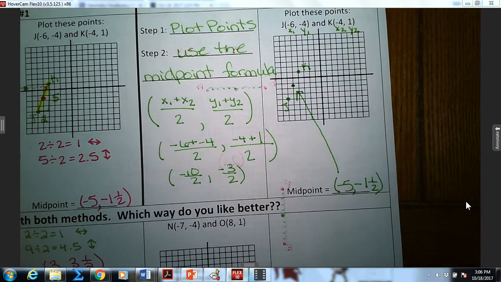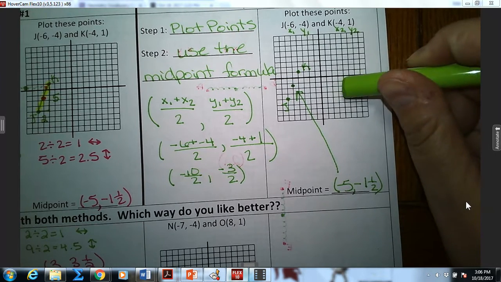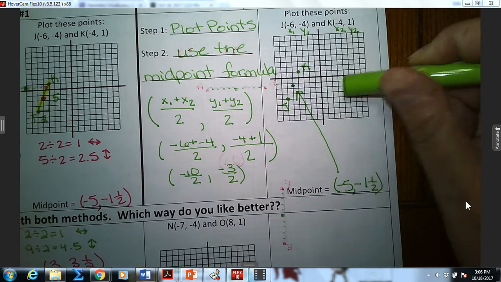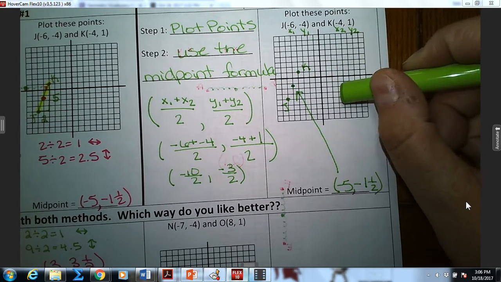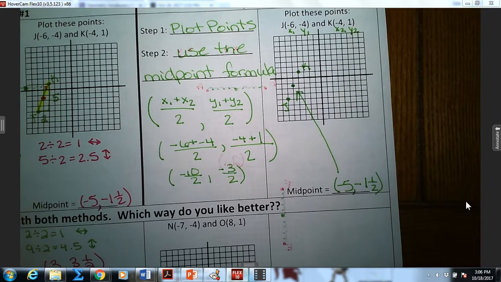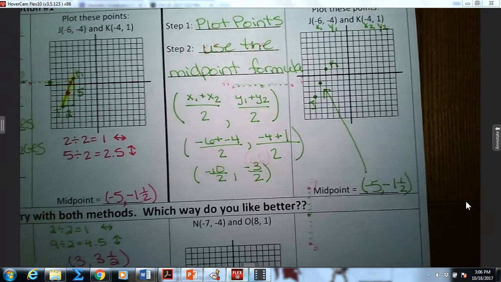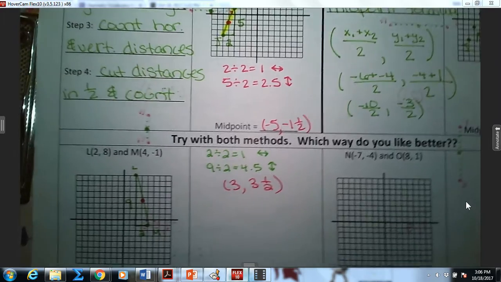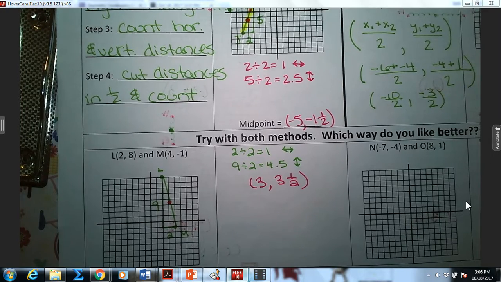between J and K. A visual is so important because if we got a point way over here, maybe we got a negative wrong somewhere and we got +5, -1.5, you would know that that's outrageous. So definitely draw yourself a little grid and use a graph to double check your answers. Let's go down here and try this method for L and M.